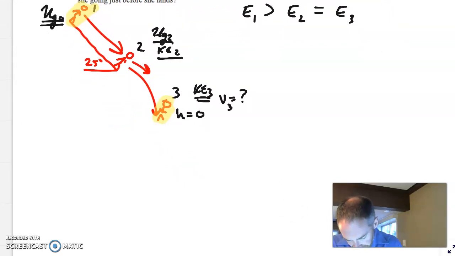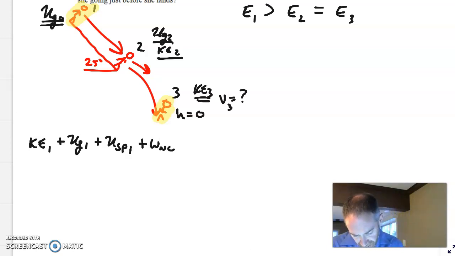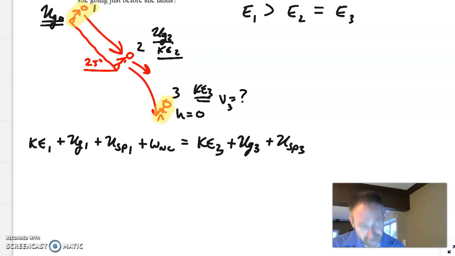I'm going to say that kinetic energy at spot 1 plus gravitational potential energy at spot 1 plus spring potential energy at spot 1, which you know is going to cancel out to 0, plus work non-conservative equals those same things at 2. Kinetic at 2, at 3. Potential energy at 3 and spring energy at 3. There's no springs in this problem, so that's going to cancel out.